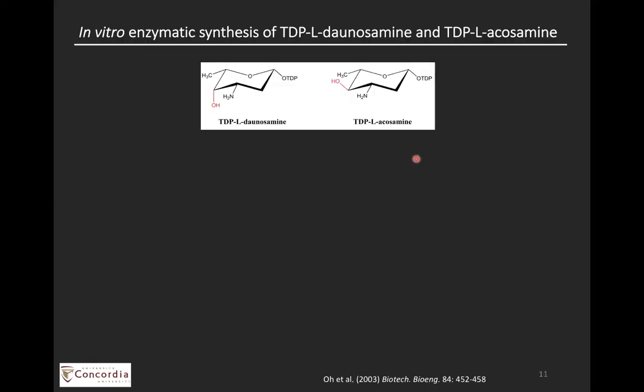So in our lab, we are interested in in vitro enzymatic synthesis of TDP sugars, and I'm specifically interested in synthesizing TDP-L-daunosamine, TDP-L-acosamine, and some other intermediates. Having pure sugar donors and its intermediates is important because we can use them to characterize and co-crystallize some of the enzymes, and also these could serve as precursors for some other highly modified sugar donors.